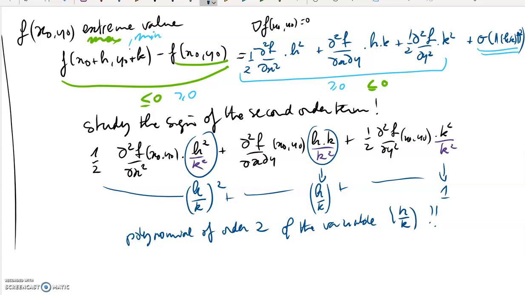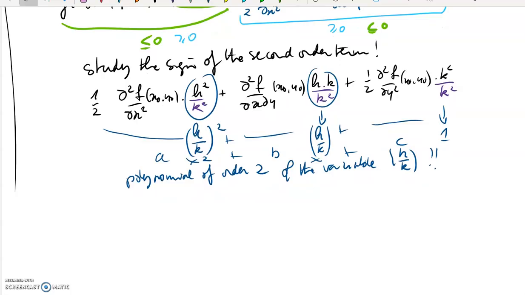That's ax squared plus bx plus c. You see, we really have the sign of this polynomial to study. You know very well how to proceed to study the sign of this polynomial. It's going to depend on the roots. So let's compute the delta.